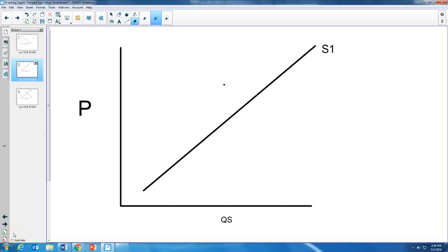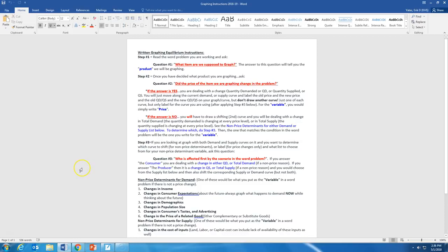All right, so we're going to now look at graphing supply. And for supply, it's going to be a lot like demand. If you were to look at this instruction sheet, again, we're using the equilibrium one, so just look at the first two steps. But what you have on your tab in the module for graphing supply will just have those first two steps. We're going to ask the same questions.